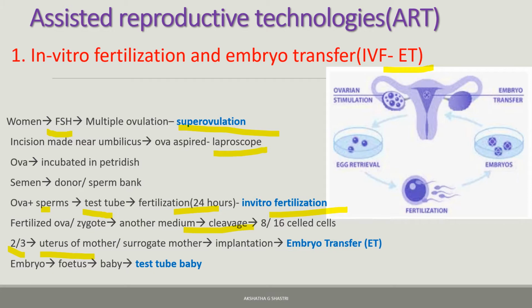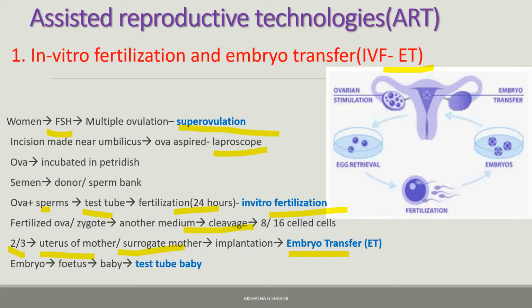Or else, if the mother has some defects in the uterus, then they will go for surrogacy, and that mother is known as a surrogate mother. Now the fertilized ovum which is transferred to the uterus results in implantation, and implantation goes on to further development. This process is known as embryo transfer, because we are transferring the 8 to 16 celled embryo to the uterus.